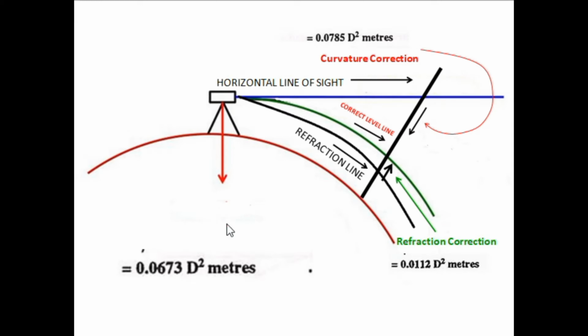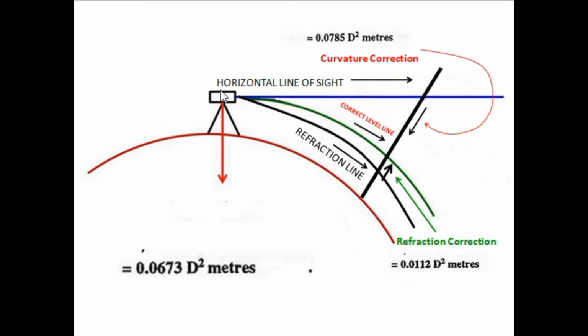Therefore, the vertical line is exactly going down. Now, the horizontal line, as we have studied earlier, is tangent to the level line. Here I have written the correct level line for our convenience. Now see, this is the horizontal line. And this is the staff, which I have drawn over here for symbolic representation.